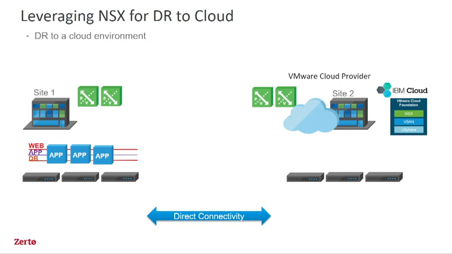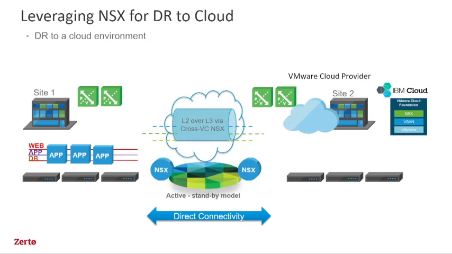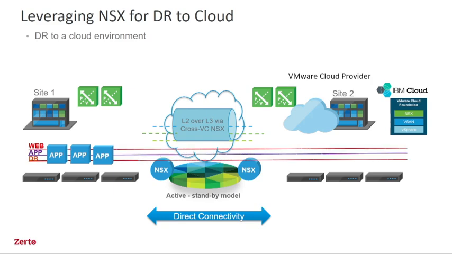And because I have that direct connectivity, I can do L2 over L3 via cross vCenter NSX, right? So this is VXLAN. It's not L2, it's L2 over L3. So I've completely routed network in between. And because of this, now I can extend my logical networks natively, VXLAN across both sites. And I can also have that consistent security across both sites, leveraging these higher level security constructs like security tags, okay? So my active application is at site 1 now, and my standby is in the cloud.